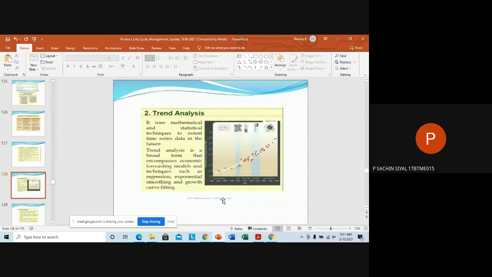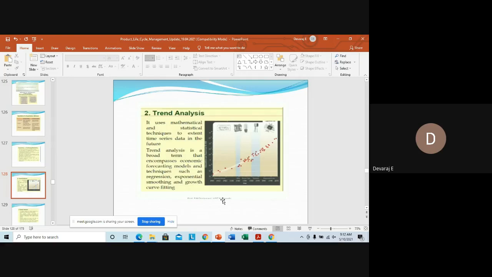No doubt, sir. Here you can see the first line: it uses mathematical and statistical techniques to extend time series data into the future. So be careful when predicting the future. Don't worry about that now. You take the past data from the last 5 months or 1 year, and you store all the data there. By using regression equations, it will solve and give results for the future.